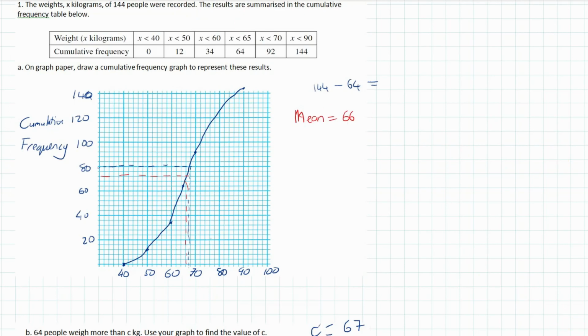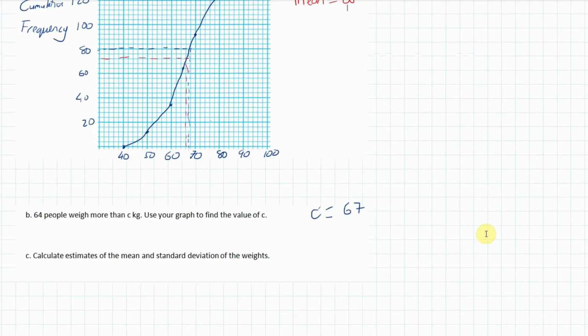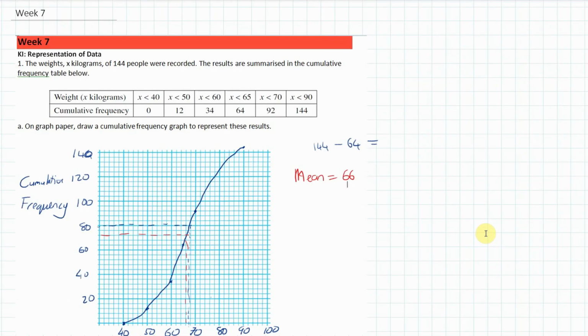Now, what do we do next? That's one way of doing it. Now, are they wanting us to, oh, they say calculate estimates. Okay, so probably they don't want us to read it off the graph. I didn't read the question, did I? Okay, so if they want us to calculate it, what do they want us to do? What they probably want us to do is use the information on the table, which is annoying.